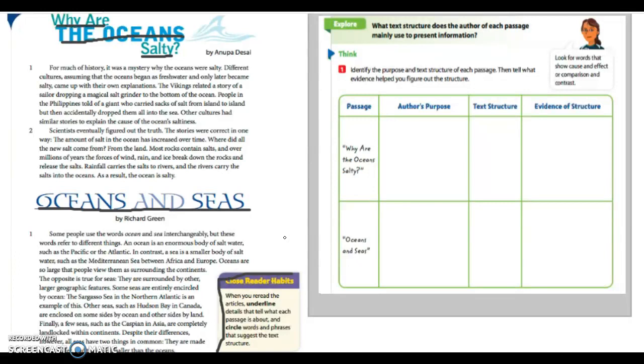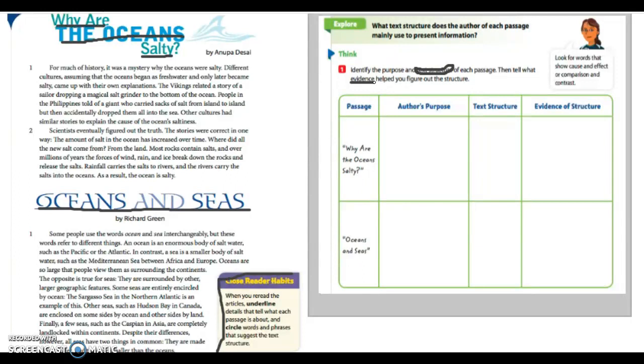Our questions are on page 221. On 221 it says 1. Identify the purpose of the text structure of each passage and tell what evidence helps you find the structure. Text structure is an important word there because that's what we're going to be looking for. And also evidence, because that means we need to find exact examples from our story to support the things that we think are correct. Alright, let's begin reading.